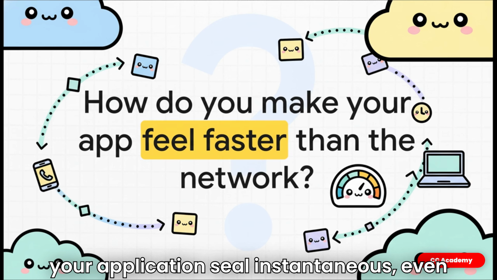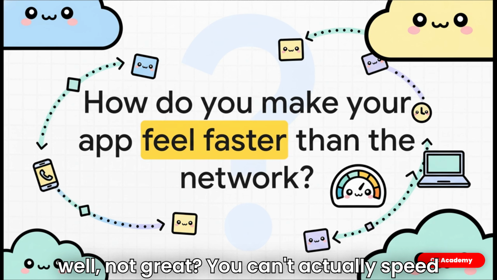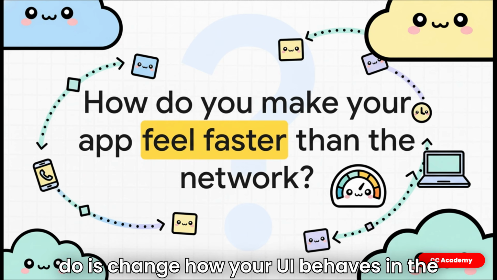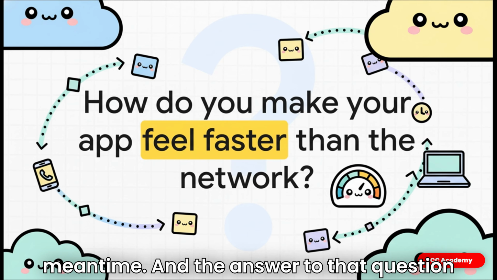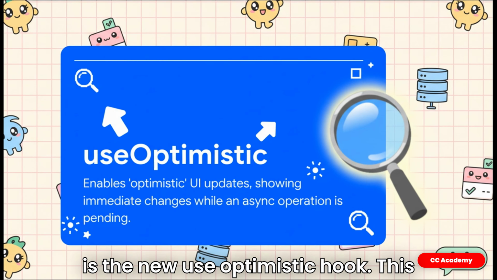How can you make your application feel instantaneous, even when a user's network connection is, well, not great? You can't actually speed up the internet, right? But what you can do is change how your UI behaves in the meantime. And the answer to that question is the new useOptimistic hook.